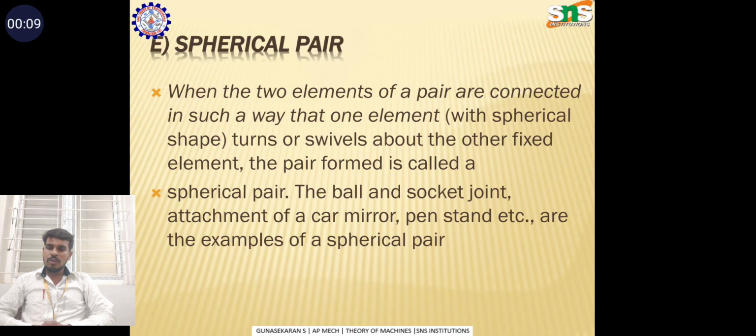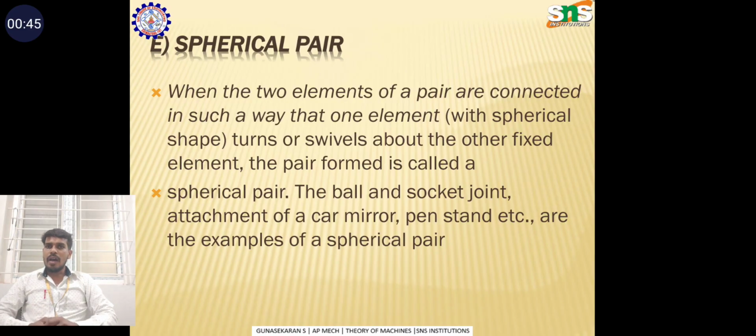Now we are seeing about spherical pair. It is a continuity of kinematic pair. When two elements of a pair are connected in such a way that one element turns or swivels about the other fixed element, the pair formed is called a spherical pair. It is a type of lower pair in which two components are connected in such a way that one can rotate relative to the other around a fixed point in all directions.